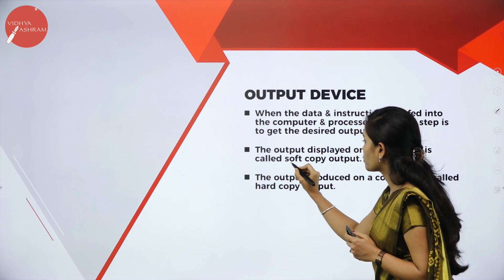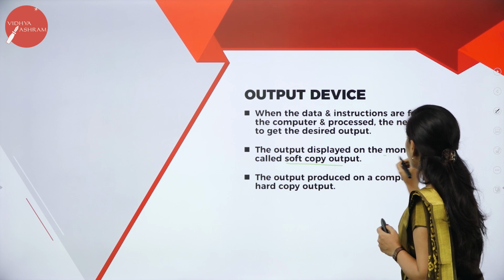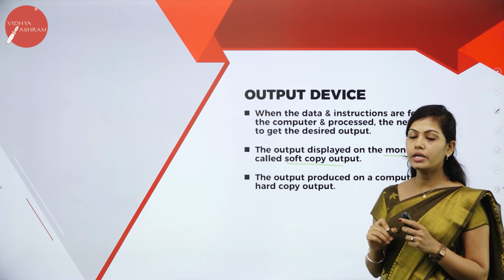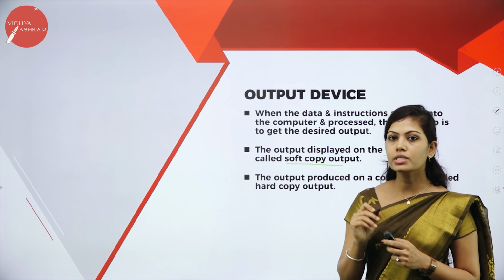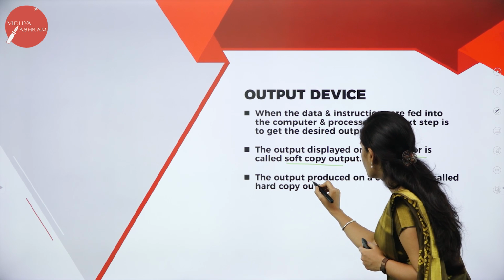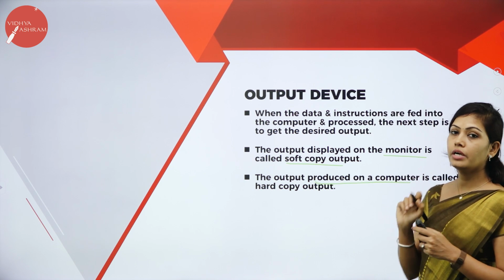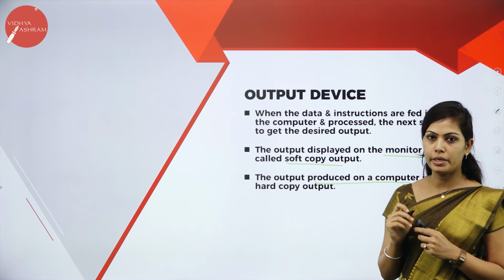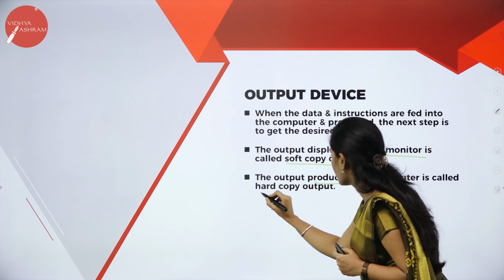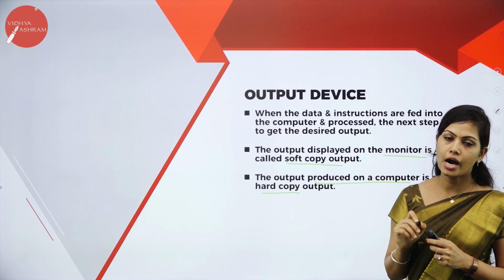So, what is soft copy? The output displayed on the monitor is called soft copy. And what is hard copy? The output produced on paper from a computer is called hard copy.